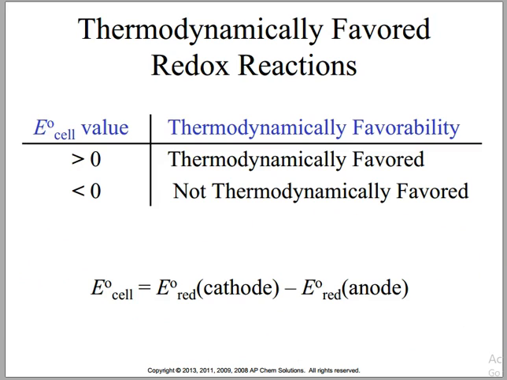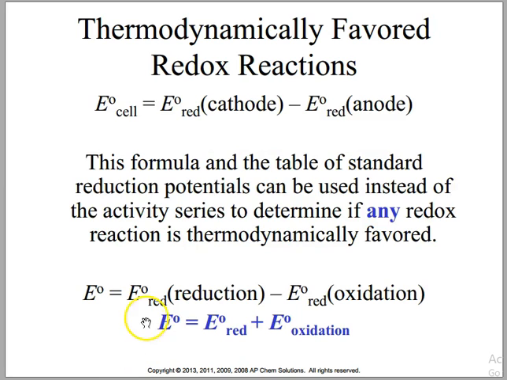So we're using the same equation that we were using yesterday to figure out what the cell potential is under standard conditions. So once again, if something is thermodynamically favored in one direction, it will not be thermodynamically favored in the other direction. All right, so this formula and the table of standard reduction potentials can be used instead of an activity series, which we haven't gone over.